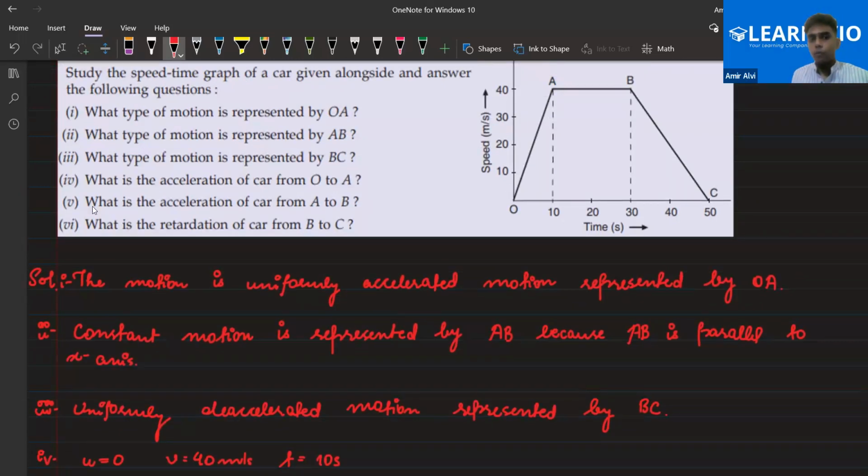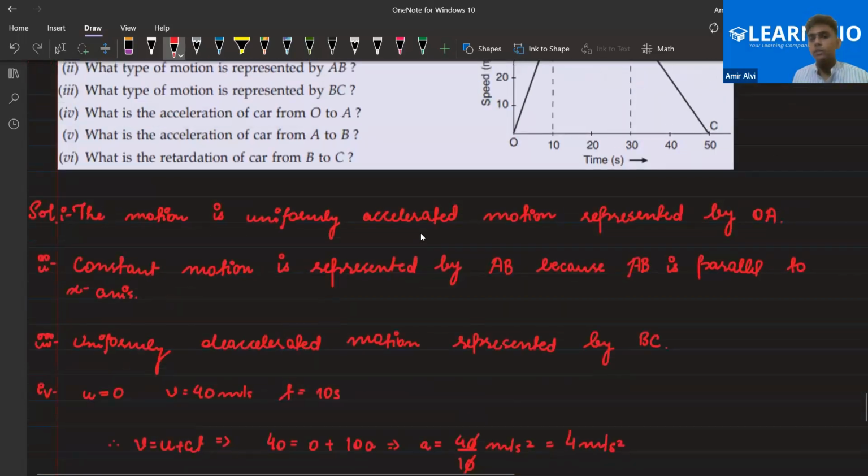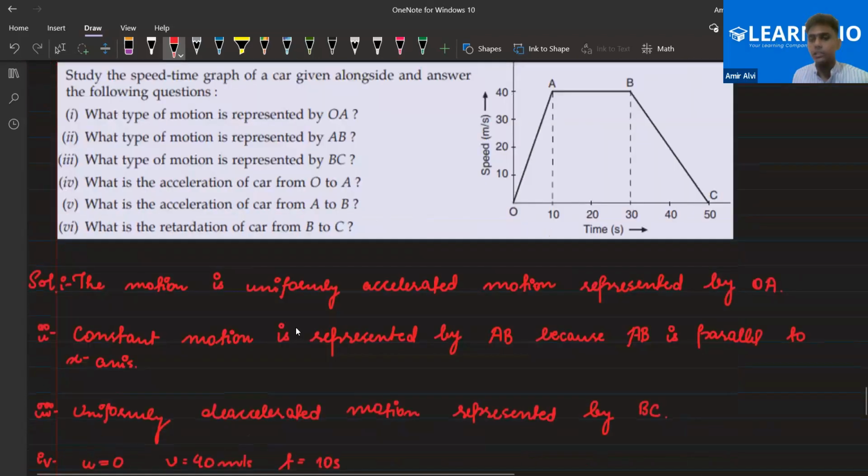Okay? And what is the acceleration from A to B? So acceleration is 0 because this is a constant velocity. We can say the acceleration is constant. The velocity is constant, so there will be no acceleration, Sarah and Farhan, from A to B, right? Because this is parallel to the x-axis.